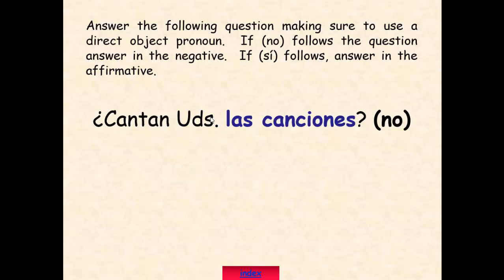¿Cantan ustedes las canciones? No, y'all don't sing it. So, no las cantamos. The question is asking, do y'all sing? And you're answering, no, we don't sing.